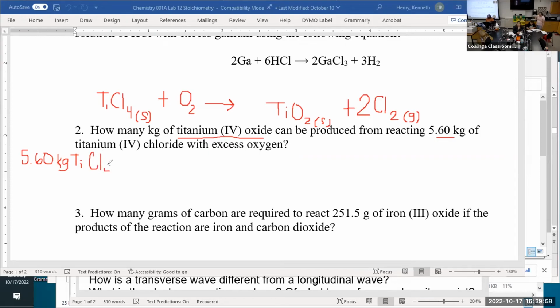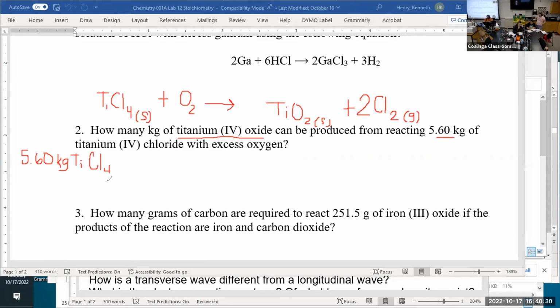Okay, so let me tell you a little secret, right? 1,000 grams is 1 kilogram. So if we wanted to, we can convert it, but we don't need to, and I'll show you why. But if I was worried about it, if we had grams, how would I convert from grams to moles? I'll use the molar mass.